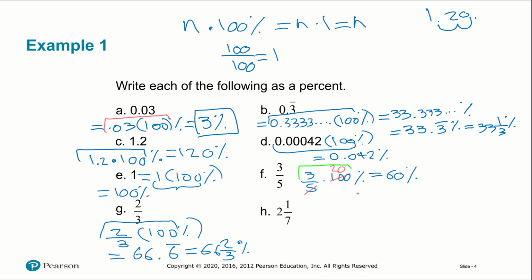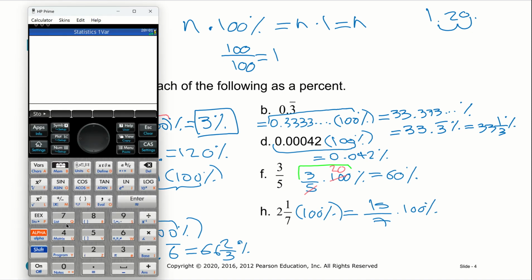And the last one, same thing. So notice that in order for me to put that into a calculator when I multiply by 100%, it's easier if I turn that into an improper fraction. So 7 times 2 is 14 plus 1 is 15. So I get 15 over 7 times 100%. And that's what we're going to perform on our calculator. All right, so we're going to put in 15 over 7. Remember, we like to use a parenthesis for that to keep it together there. Okay, so 15 over 7, and we're going to multiply by 100.